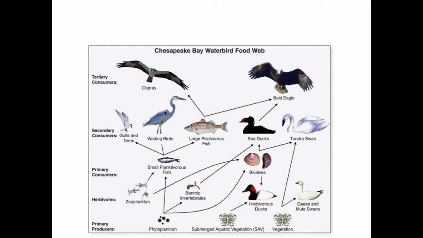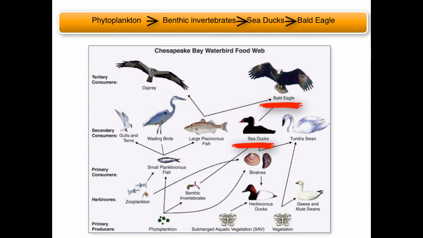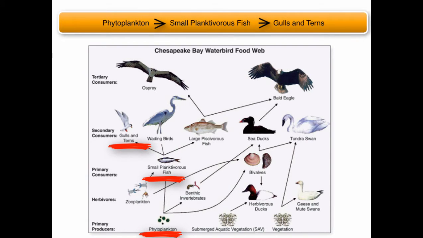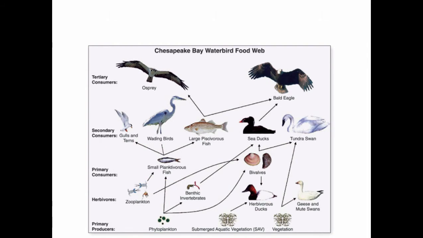Let's try one here. The phytoplankton is eaten by the benthic invertebrates, which are eaten by sea ducks, which in turn are eaten by the bald eagle. So the food chain is phytoplankton, benthic invertebrates, sea ducks, bald eagle. Let's try another one. Start again with the phytoplankton. They're eaten by small planktivorous fish that are eaten by gulls and terns. Or a different example. The phytoplankton is eaten by the bivalves, which are eaten by the herbivorous ducks.